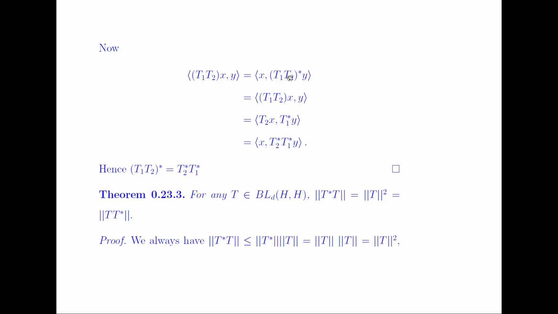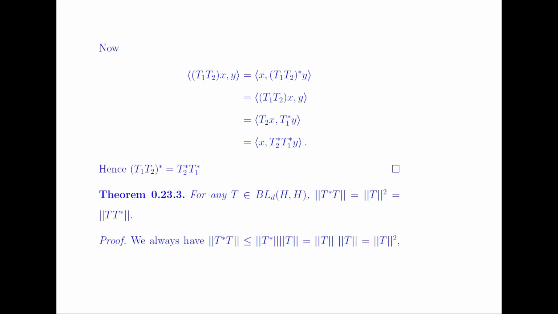and which can be again rewritten as the inner product of T1 T2 x comma y. Now if I consider T1 as this here, that can be written as the inner product of T2 x with T1 star y, and again here which can be written as the inner product of x with T2 star T1 star y. And if we compare these two equalities, by the equality of the inner products, we have (T1 T2) star is equal to T2 star T1 star.